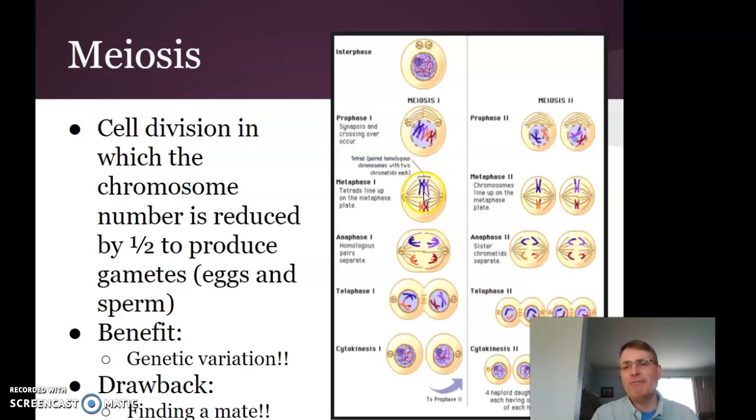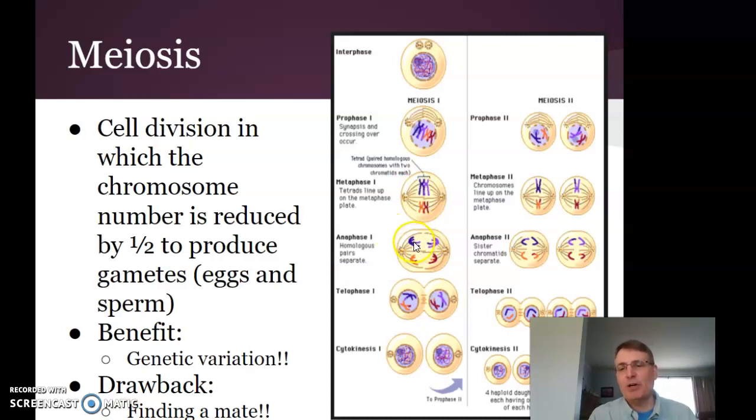But notice in metaphase, it's not just one line of chromosomes. You've got a double line where the number one from dad is combined with the number one from mom. Number one from mom, number two from mom, number two from dad are there. They can be in any order. That's another way we get some variation. These things can flip-flop.